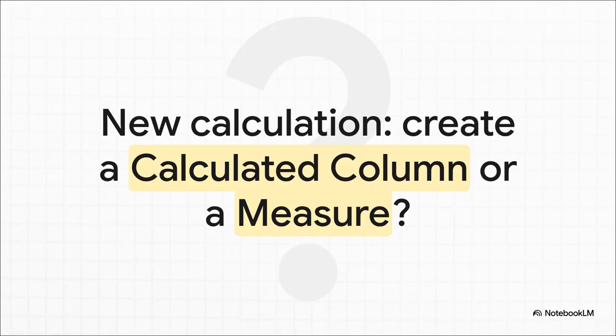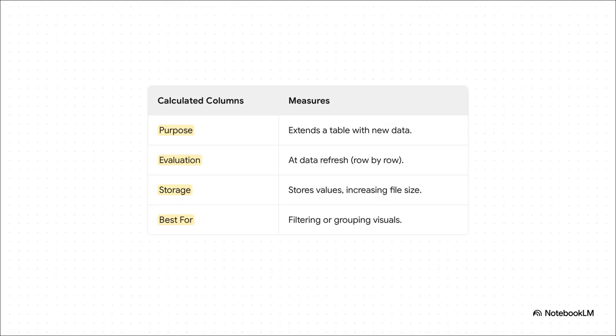So, picture this. You need a new number. What do you do? Do you create a calculated column, which physically adds a new column to your table? Or do you create a measure, which is more like a virtual, on-the-fly calculation? They might sound kind of similar, but they act in completely different ways. The key difference really boils down to when and how they get calculated.